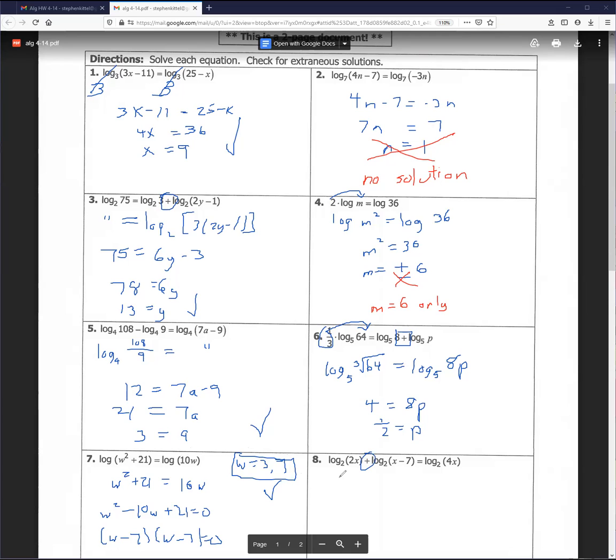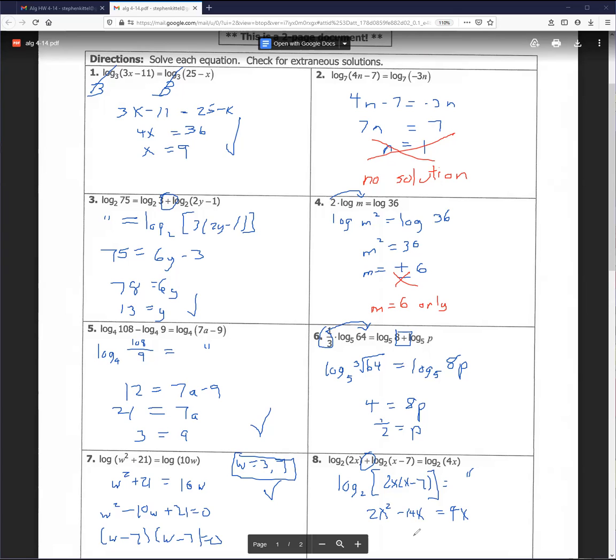All right, number 8. Going to bring the sum together as a single logarithm. 2x times x minus 7 equals the same thing. And now we'll do 2 to the power of each side. So 2x squared minus 14x is equal to 4x.